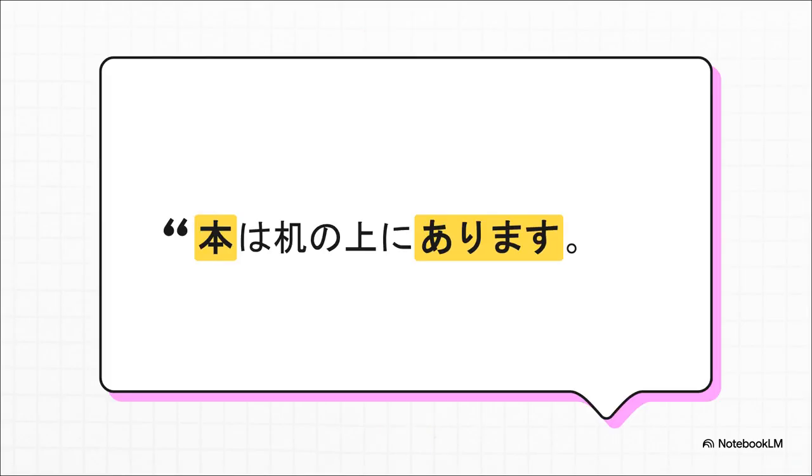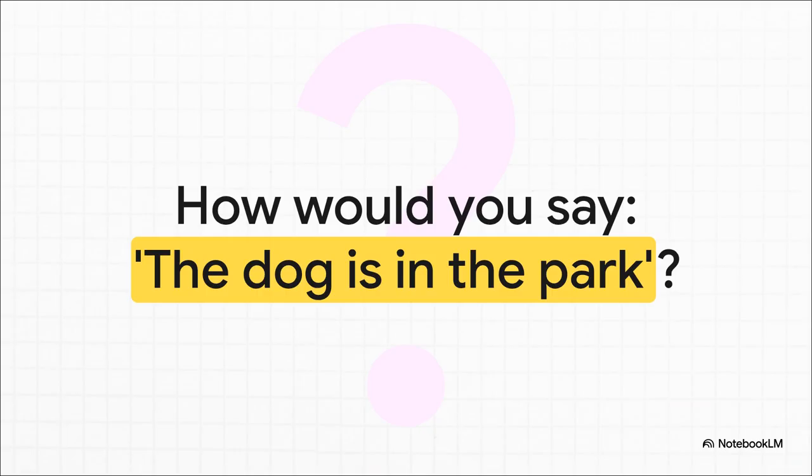Did you get it? The answer is hon wa tsukue no ue ni arimasu. So we've got hon for book, tsukue for desk, and ue for on. And the key was remembering that a book isn't alive, so we had to land on arimasu. If you got that, you are crushing it. Okay, let's try another one.